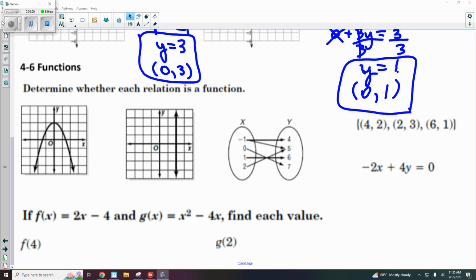Alright, for 4-6, it talks about functions. And the very first thing we're asked to do is determine whether each relation is a function. So just a real quick reminder, if you'll make yourself a note, function means domains, which are your x values, cannot repeat.